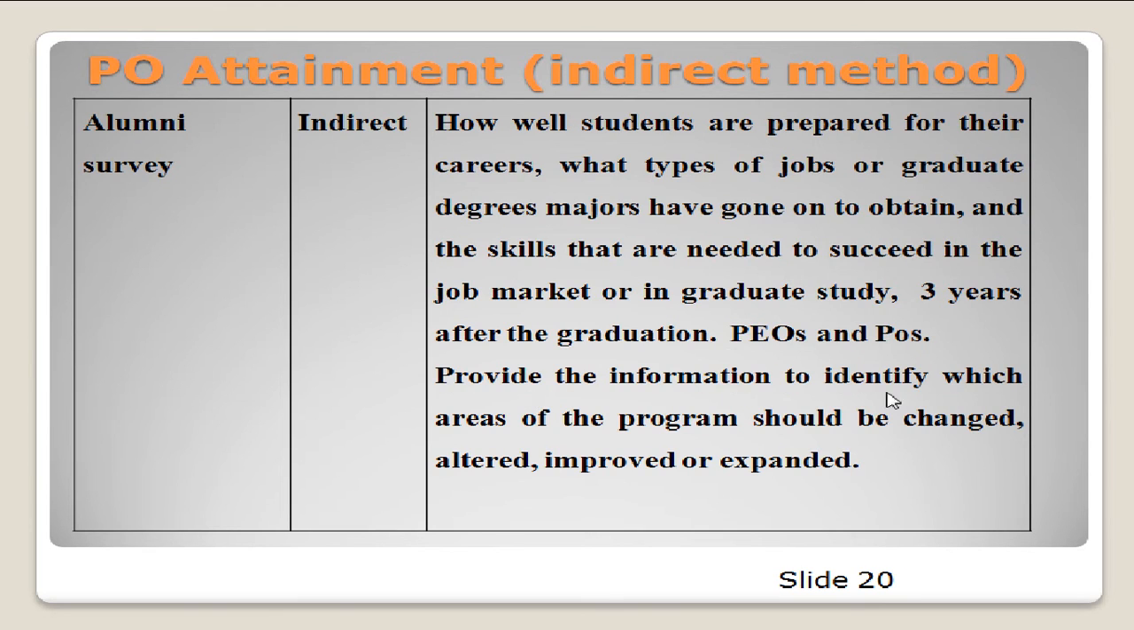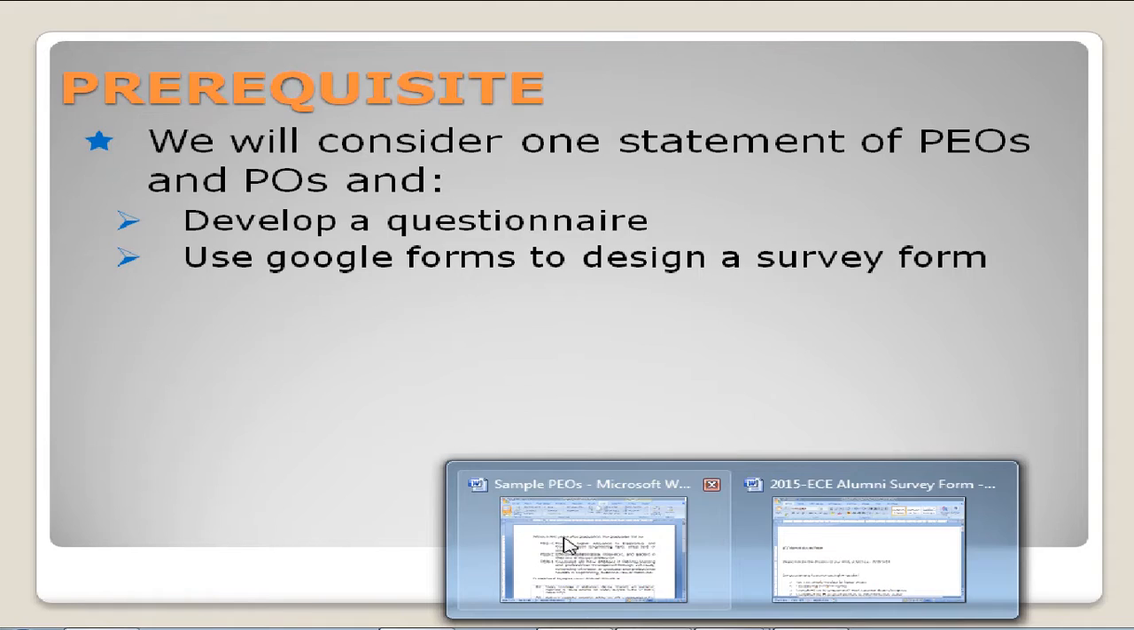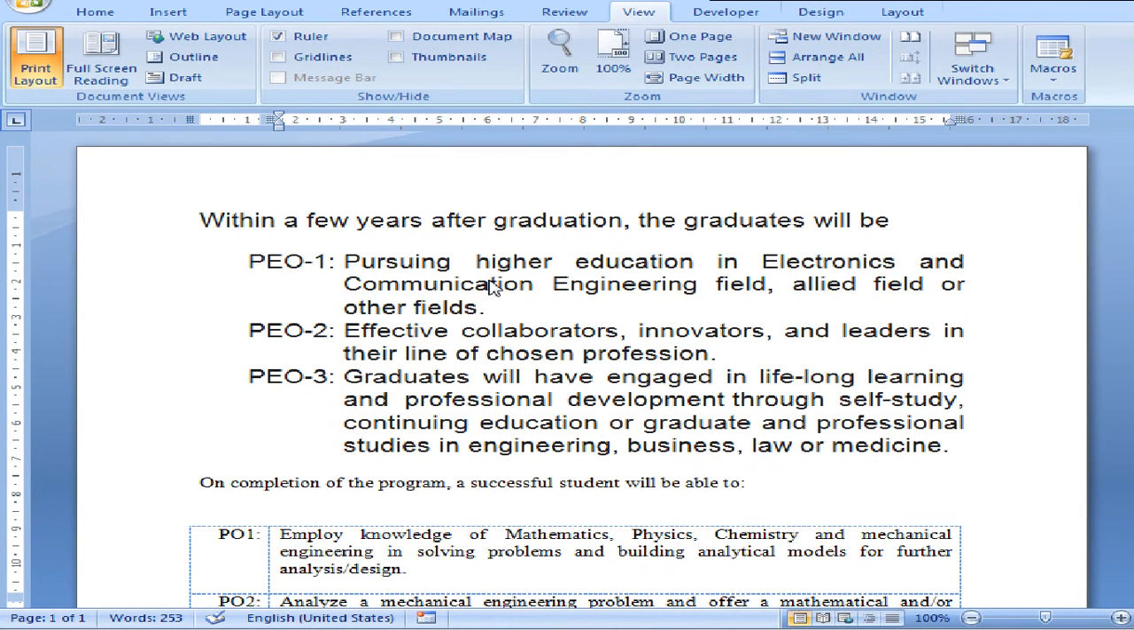Okay, this information identifies which areas of the program should be changed or improved or expanded or curtailed, and so on and so forth. With this, we will consider one statement of PEOs and POs and try to develop a questionnaire and then use Google Forms to design a survey form. These steps we'll do one by one, slowly going over. Okay, so this is what we considered.